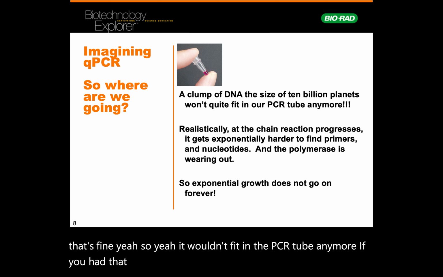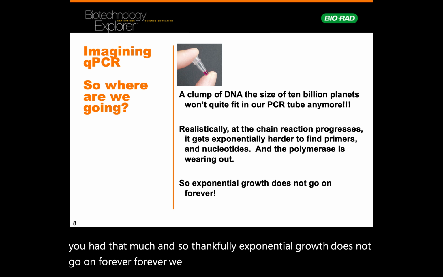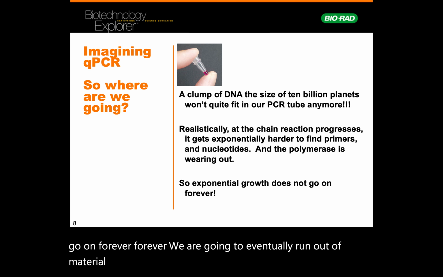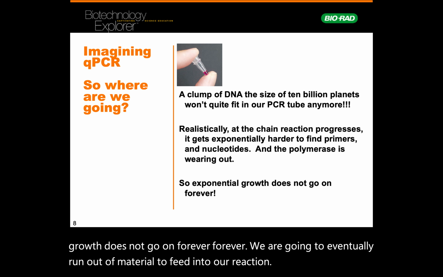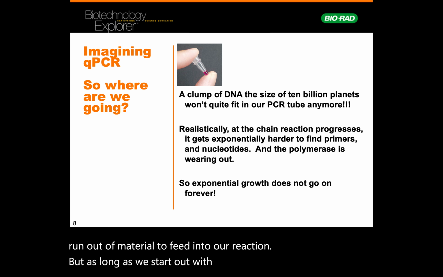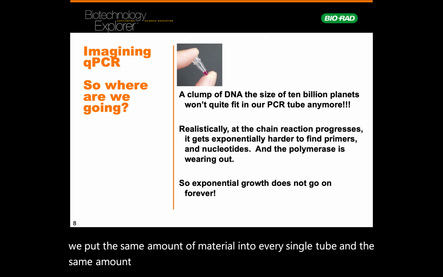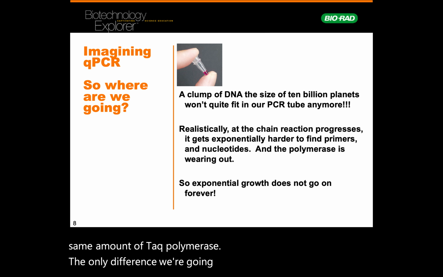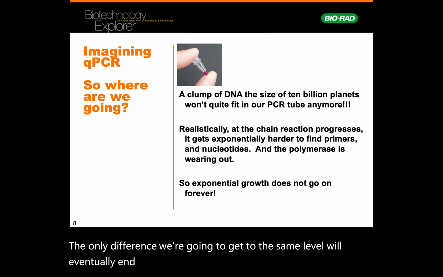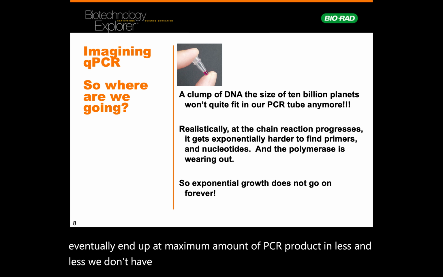Thankfully, exponential growth does not go on forever. We are going to eventually run out of material to feed into our reaction. But as long as we start out with a known amount of material, and we put the same amount of material into every single tube, and the same amount of Taq polymerase, the only difference, we're going to get to the same level. We'll eventually end up at the maximum amount of PCR product, unless we don't have any template there, in which case we'll just stay at 0 forever.